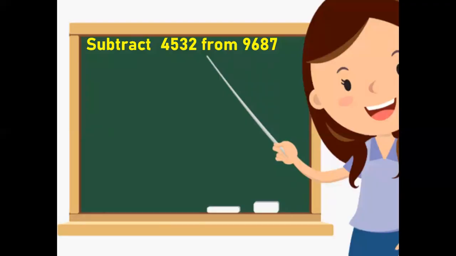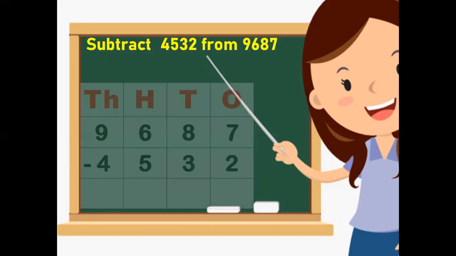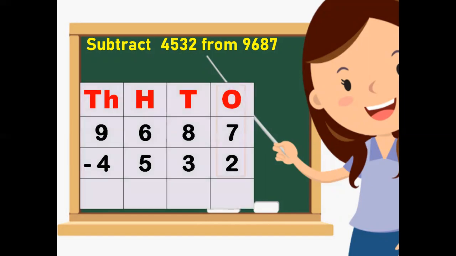Now, another example. Subtract 4532 from 9687. So, step 1. Compare the numbers. We know 9687 is greater and 4532 is smaller. So putting the numbers in columns and then start subtraction. 7 minus 2, we got 5.